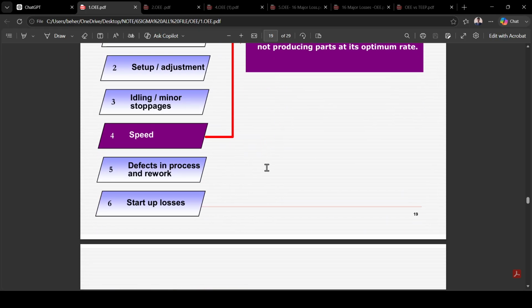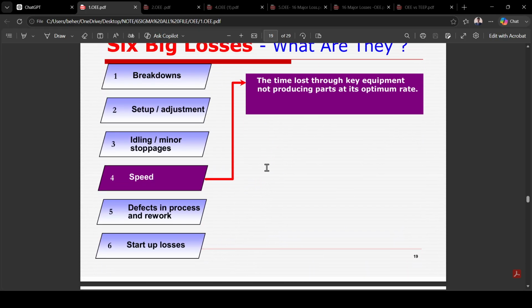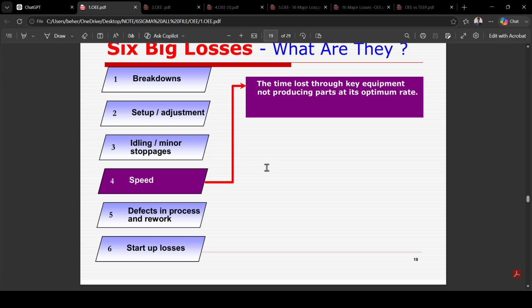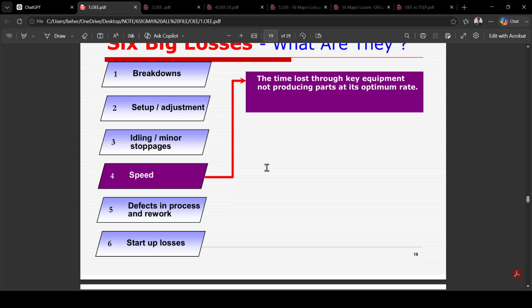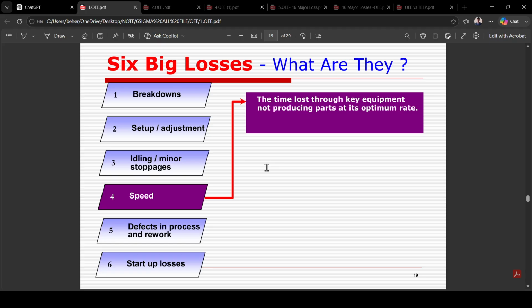Fourth one, speed. The time lost through key equipment not producing parts at its optimum rate. That is the speed loss in the machine.